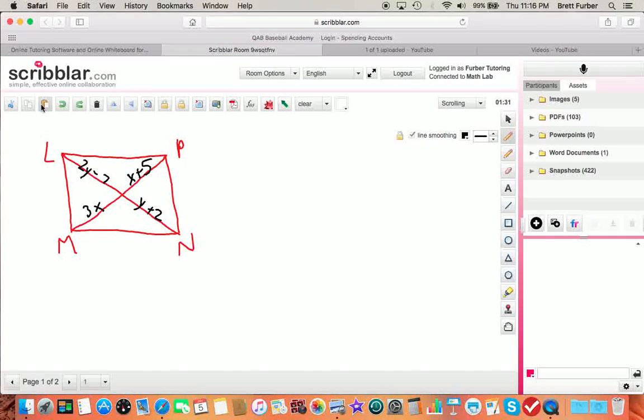If this is supposed to be a parallelogram, then what we know is that the diagonals bisect each other. Therefore, I should be able to do these and find the value of x and y. So very similar to what we just did in the last video. So we have 2y minus 7 equals y plus 2, and I'm going to solve for y. So I get y equals 9.